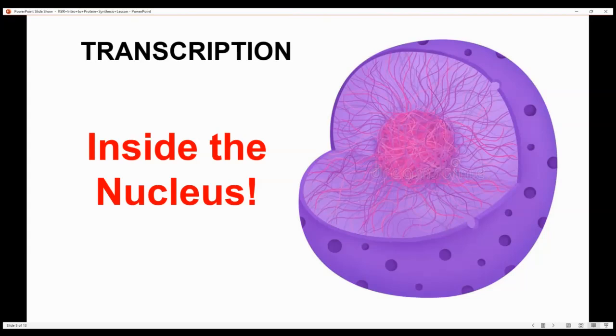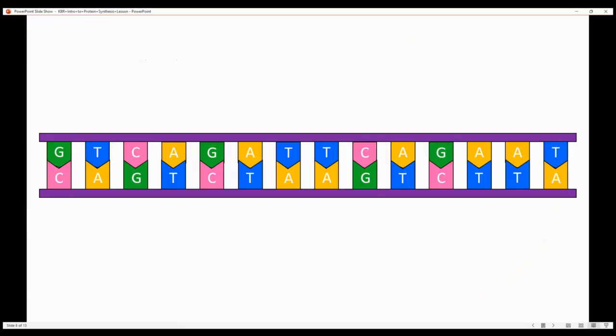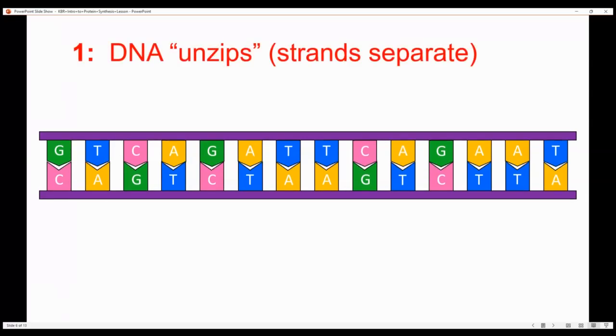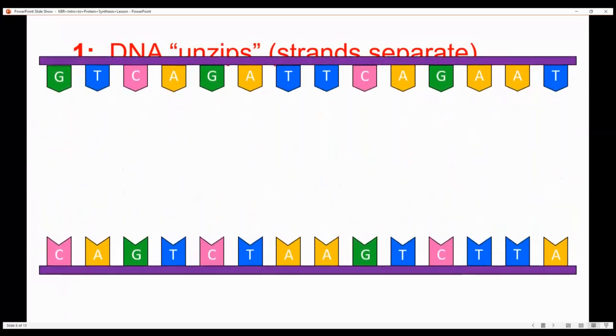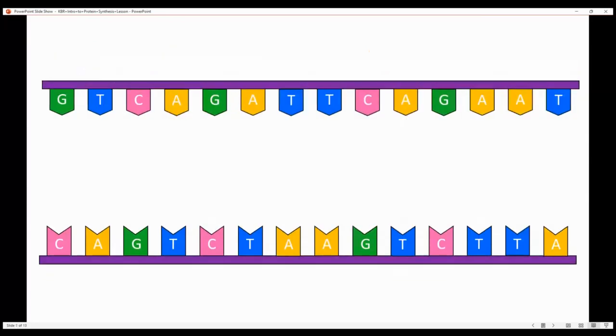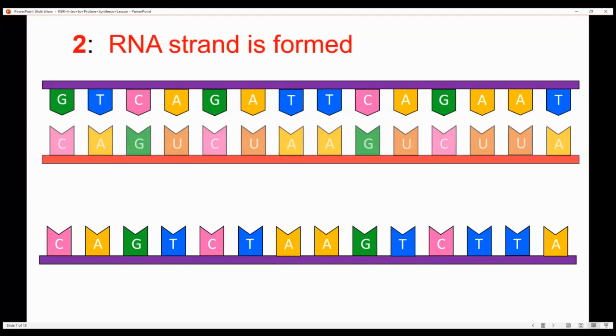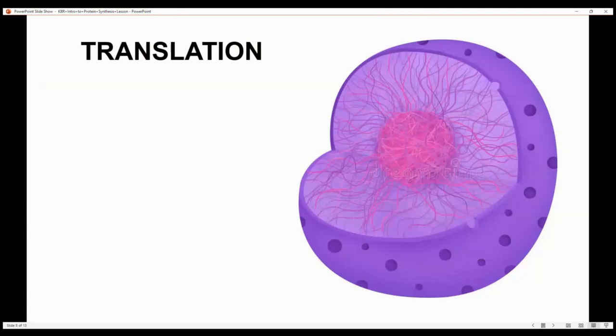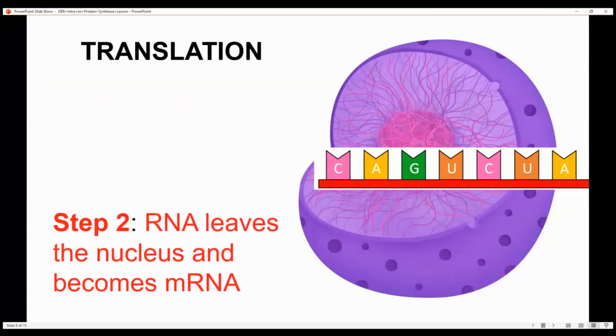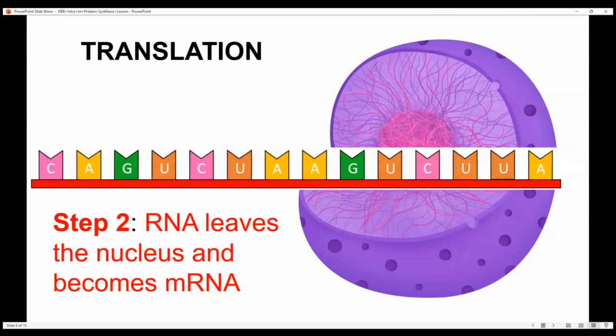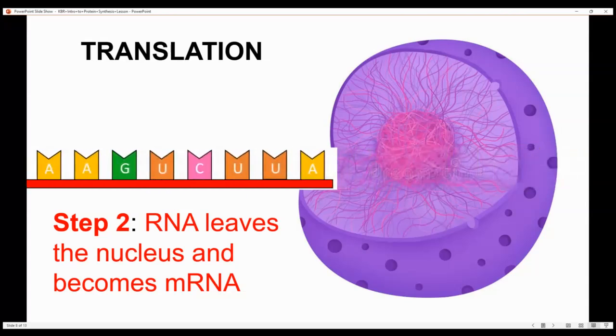Transcription happens inside of the nucleus. And all these little stringy pieces are the DNA. What happens is that DNA separates from each other. The two strands separate. It kind of unzips. And then it creates a new strand called RNA. And now for translation. That newly produced RNA leaves the nucleus and becomes the messenger RNA.